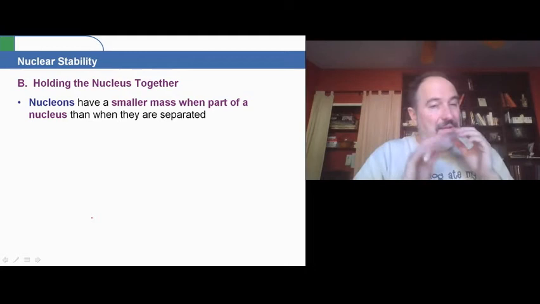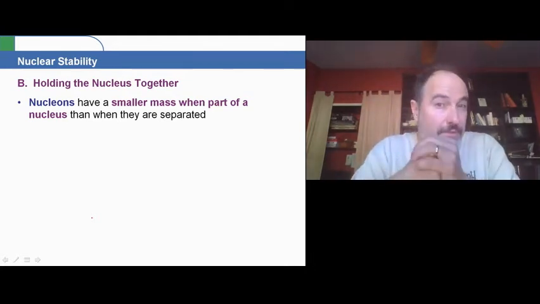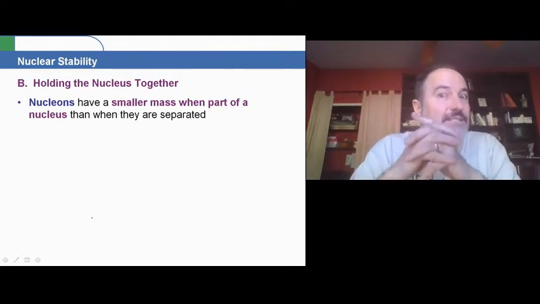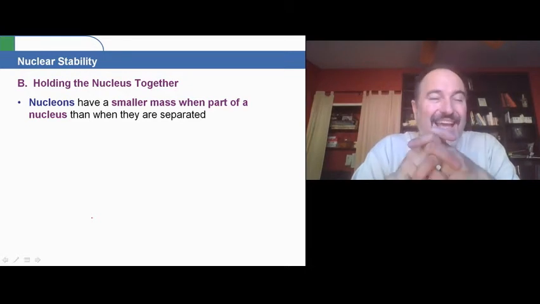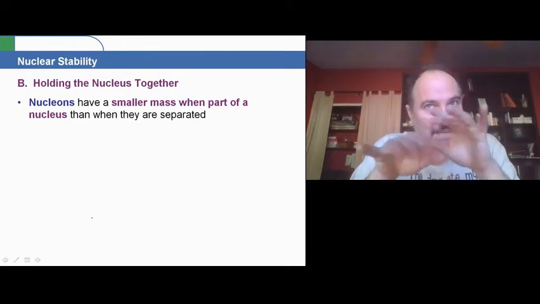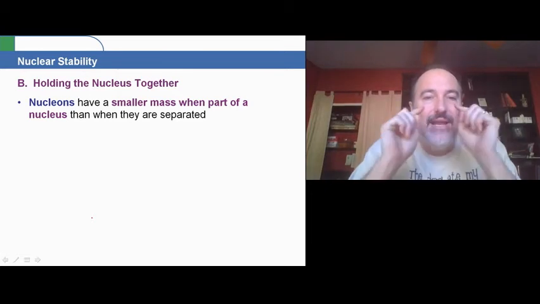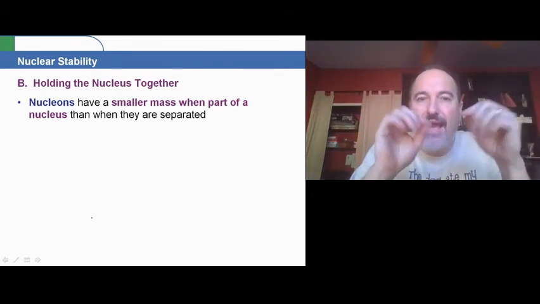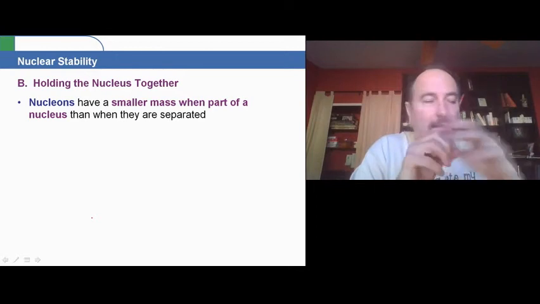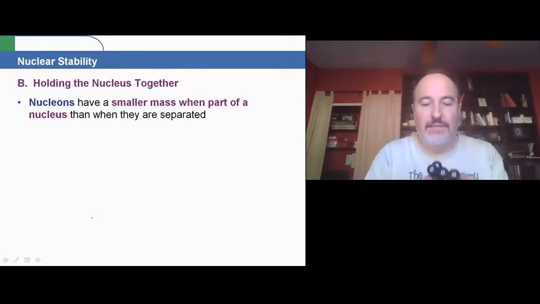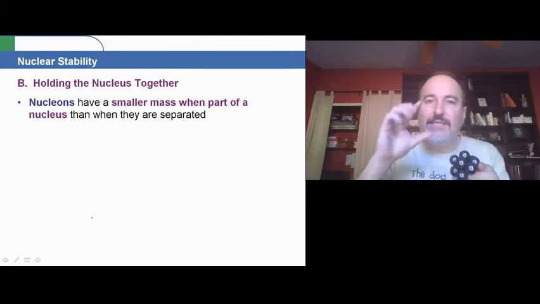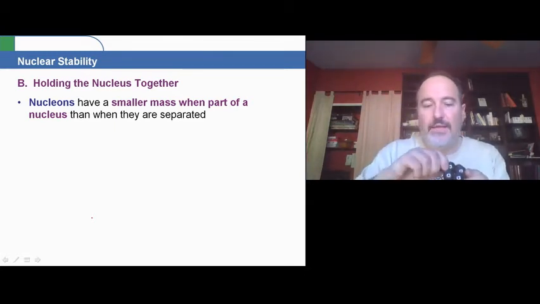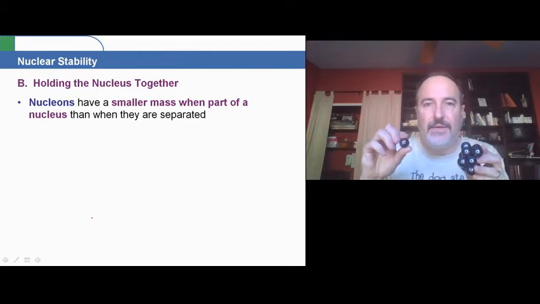Now, this is where things get weird. Nuclear chemistry is quite weird, okay? For reasons that I'm going to talk about. Nucleons have a smaller mass when they're part of a nucleus than when they're separated, okay? This is really weird. So let's say this is a proton. When it's part of a nucleus, its mass is slightly smaller than it is when it's separated.